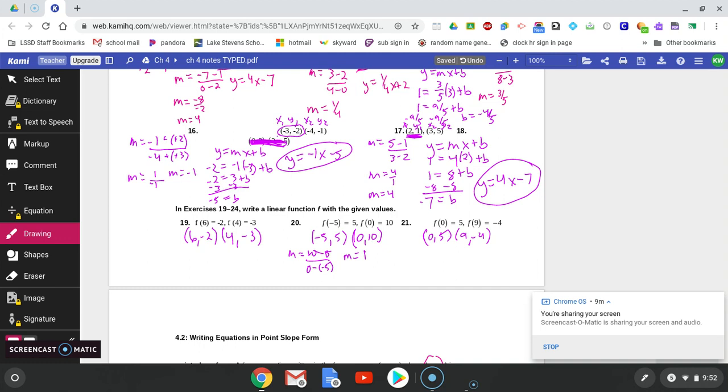And they gave me my y-intercept right here. So my equation is just y is equal to 1x, or just x, and then plus 10. And that's it. Go ahead and take a second and write your summary.